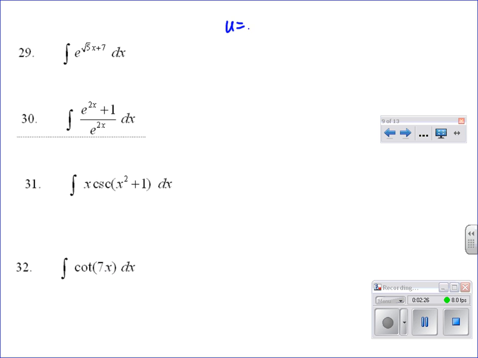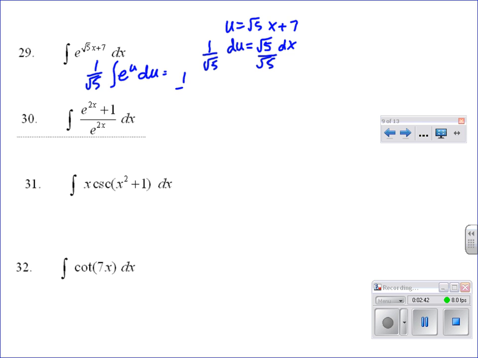Alright, let your u be the exponent. du, this is just a funny looking number. So the derivative is the square root of 5. You don't have the square root of 5, so you divide by the square root of 5 or multiply by 1 over the square root of 5. So 1 over the square root of 5 e to the u du. Antiderivative is 1 over the square root of 5 e to the u plus c. So it's 1 over the square root of 5 e to the square root of 5x plus 7 plus c.